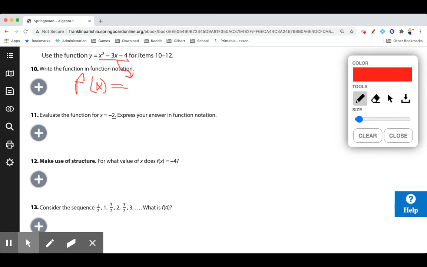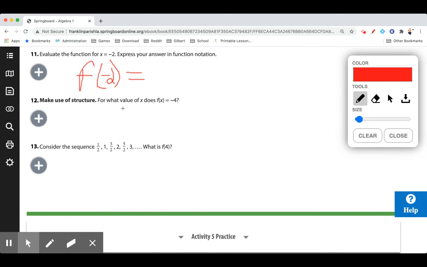Evaluate that function for -2. And so you will replace the x. You're going to say, what is f when x is -2? That's expressing it in function notation. Then you'll have to actually work it out. -2 squared minus 3 times -2 minus 4.